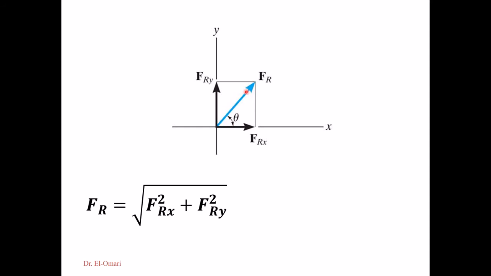This is a right-angle triangle formed by FRx and FRy. Then we can find the angle using the inverse tangent of the absolute value of FRy over FRx. We use the absolute value because we first have to decide from the drawing, and we'll see this in the example, in which quadrant the force is, and then find the resultant magnitude and angle. So let's do this in a numerical example.